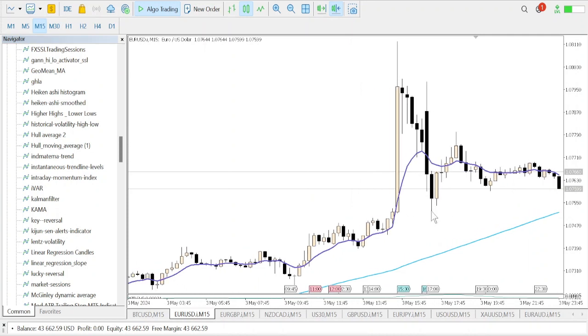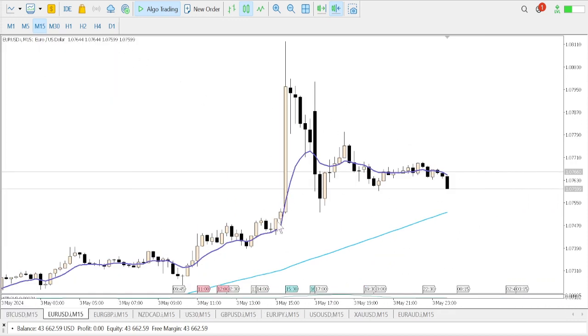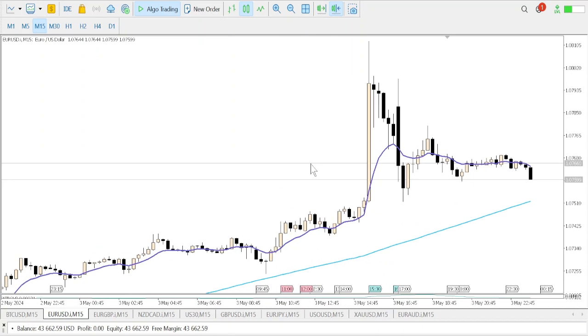I know the title doesn't give away what the video is actually about. Now, if you're looking at this chart on Euro USD on the 15 minutes time frame, you can see this big candle going up here. You can see these multiple down candles and all of this stuff. I promise you guys, when I'm done with this concept, it's actually going to make sense.